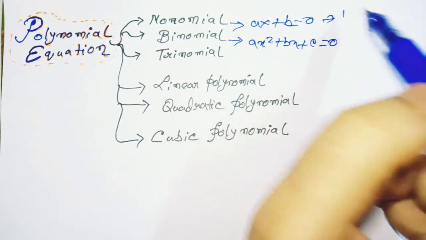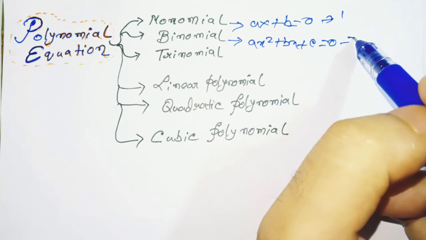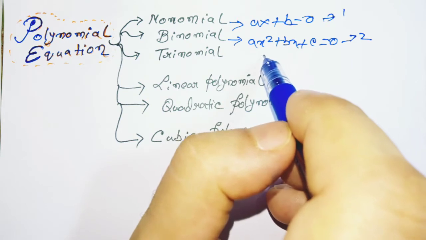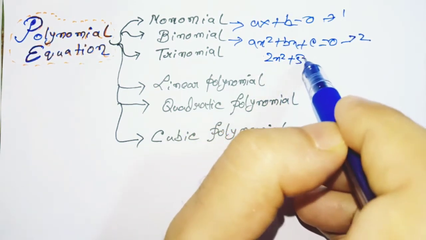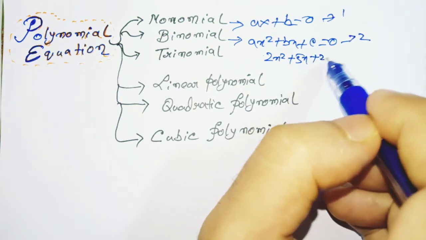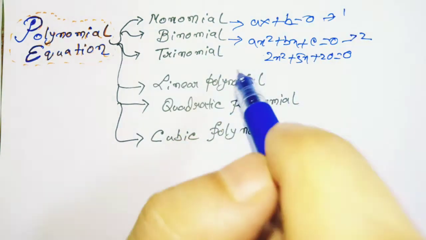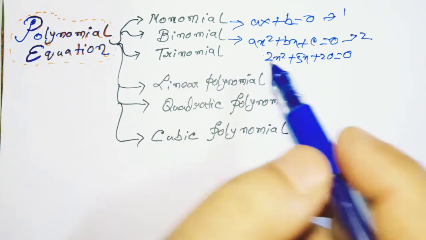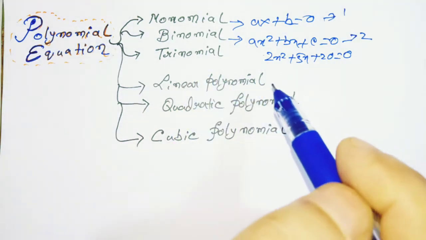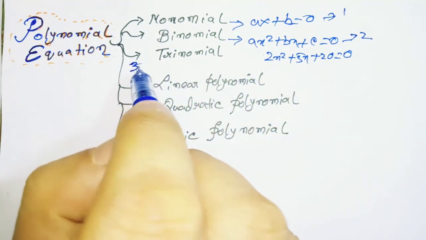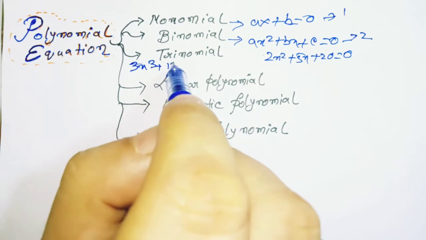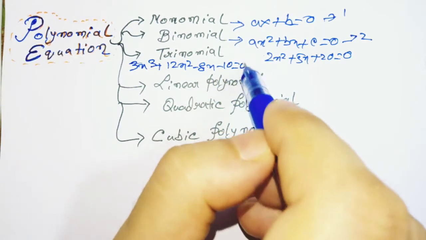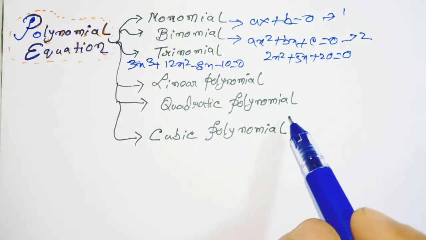So this has got one variable, this has got two variables, right? So this is the one. Or you can write it as 2x squared plus 5x, say, plus 20 equals 0. This can be a form of a binomial equation. Okay, what is a trinomial equation? A trinomial equation has three variable terms. So I can write a trinomial as 3x cubed plus 12x squared minus 8x minus 10 equals 0. This is a typical example of a trinomial equation.